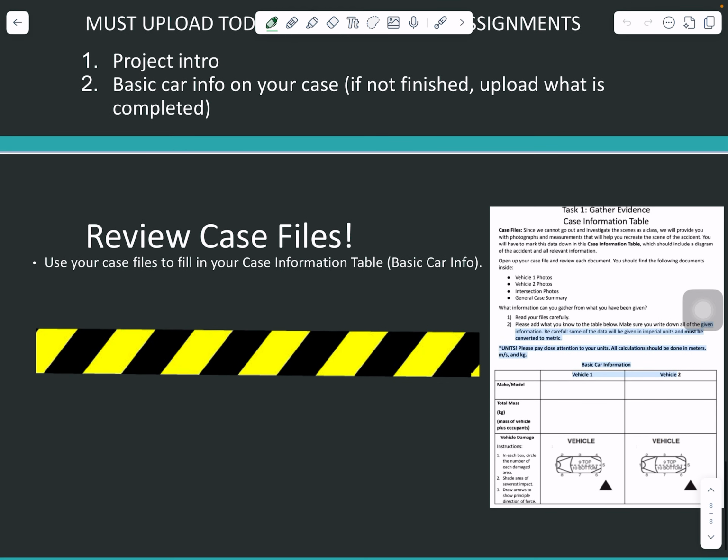So review your case files, and what you need to complete is just the first page that has the basic car information, vehicle 1, vehicle 2. You probably want to write down what case number you have, just because I will ask you what case you are, and you'll have it right there. Then makes and models, total mass, notice mass in kilograms, and then any vehicle destruction. So that's it.